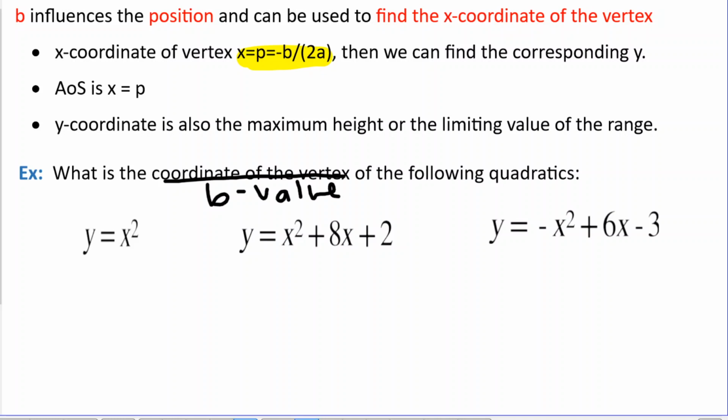Instead of talking about the coordinate of the vertex, I just want you to tell me the b value. So for this first one, y equals x squared. Well, remember the b value is the coefficient in front of the x term. If I have no x term, then I have no b value. My b value is 0. If I was to use that formula, x equals negative b over 2a, to start to find my vertex, I'm getting the 0 on the top of that fraction. That's already going to tell me that the x-coordinate of my vertex is at 0.